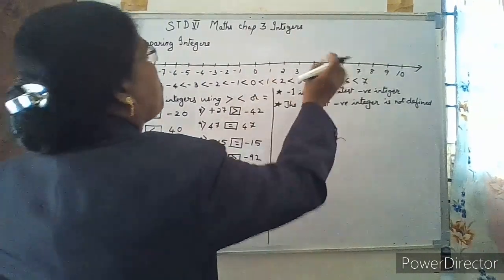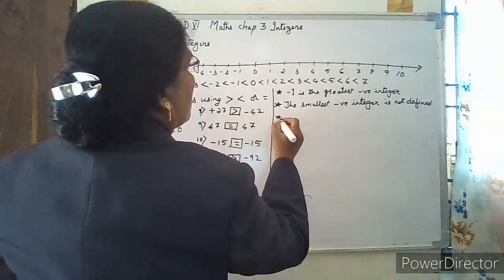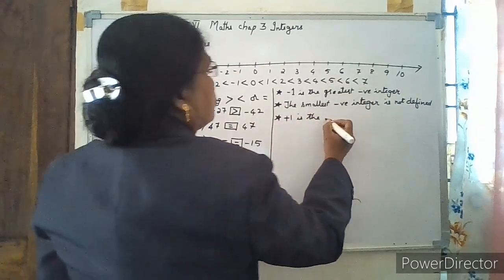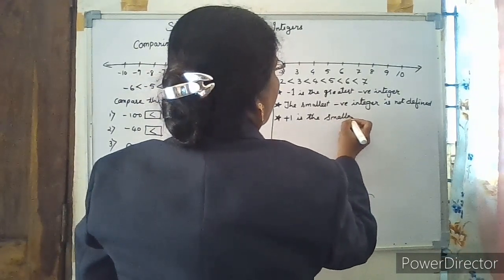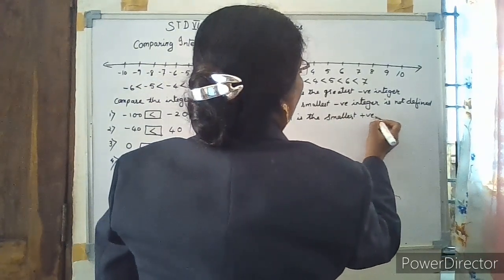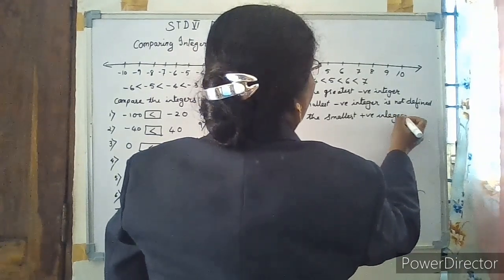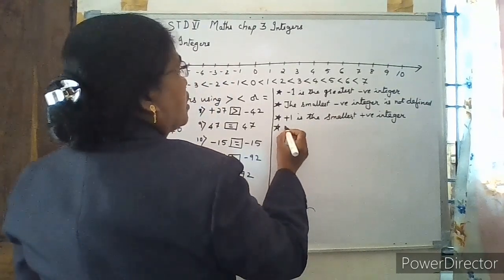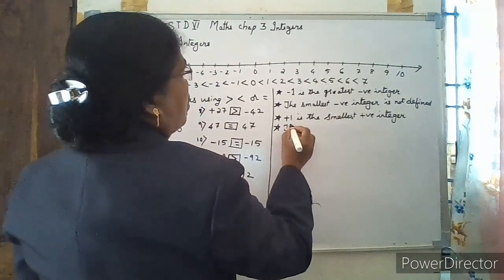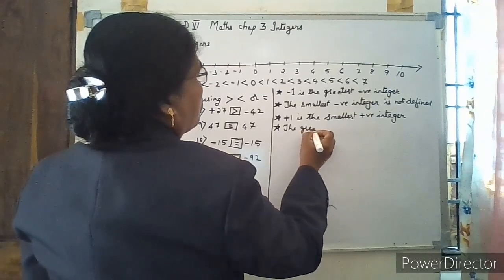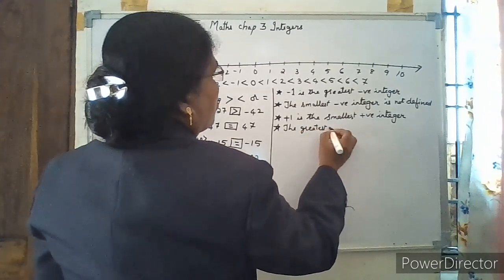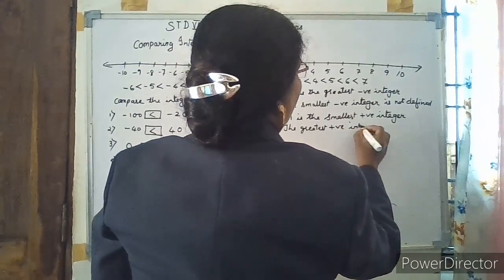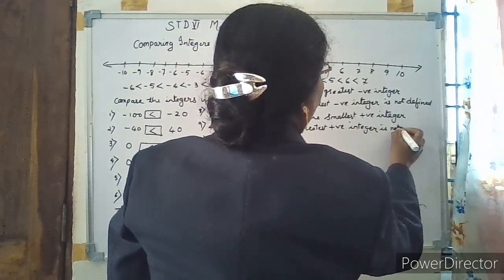In the same manner for positive. So here plus 1 is the smallest positive integer. In the same manner, the greatest positive integer is not defined.